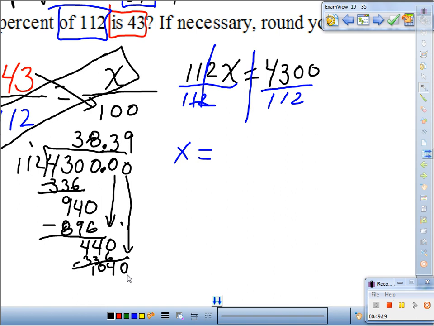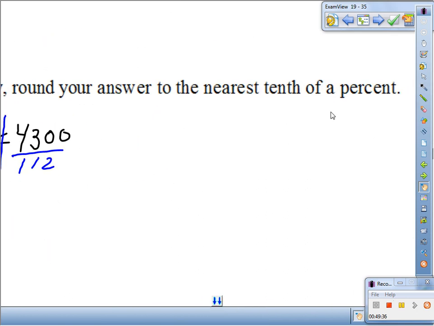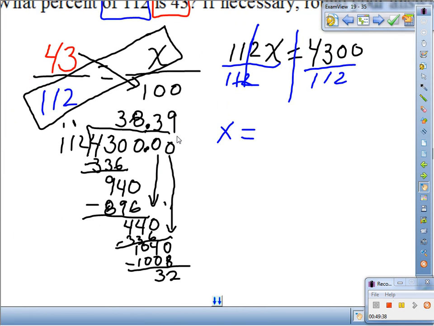9. That's 18. Carry 1. 9 plus 1, that's 10. Carry 1. 9 plus 1, that's 10. Subtract, that gives me 32. Do I stop there? Yeah. Why do I stop there? Because they only want it rounded to the nearest tenth, which is the first decimal.